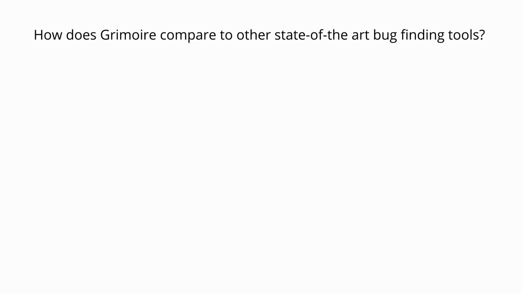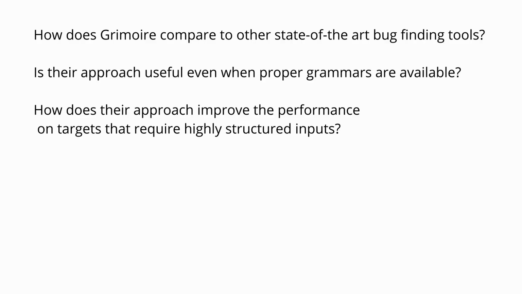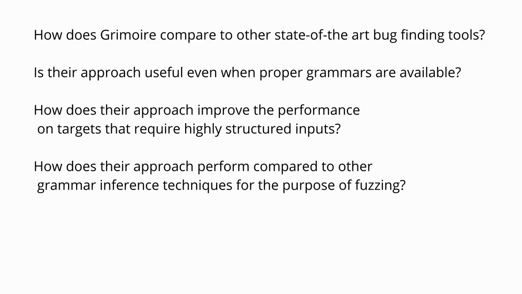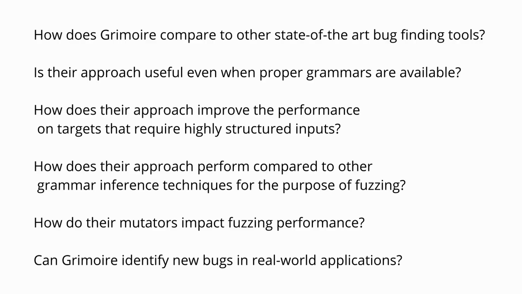The researchers working on GRIMOIRE had 6 questions they wanted to answer. First, how does GRIMOIRE compare to the other state-of-the-art bug-finding tools? Second, is their approach useful even when proper grammars are available? Third, how does their approach improve the performance on targets that require highly structured inputs? Fourth, how does their approach perform compared to other grammar inference techniques for the purpose of fuzzing? Fifth, how do their mutators impact fuzzing performance? And finally, can GRIMOIRE identify new bugs in real-world applications? Try to answer these questions as I walk through the results.